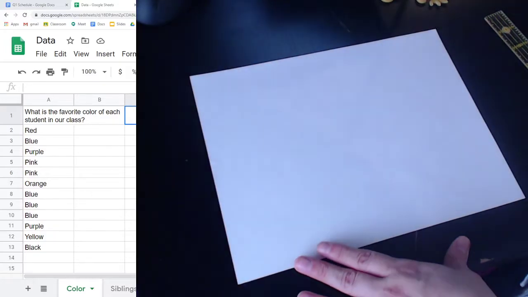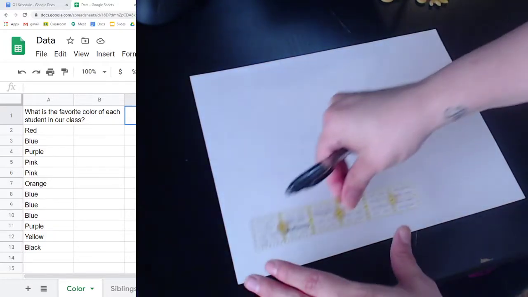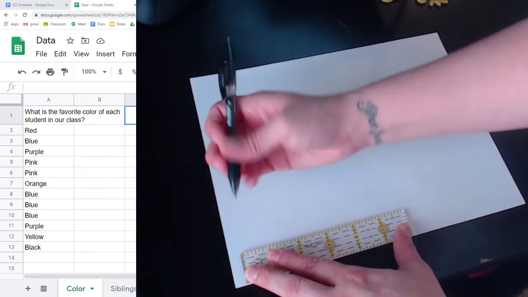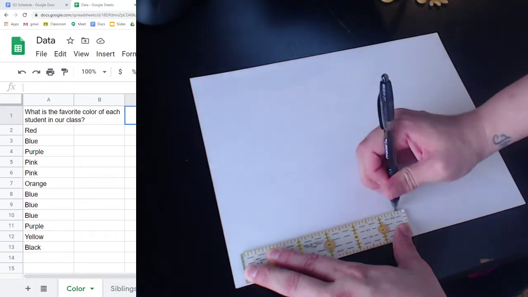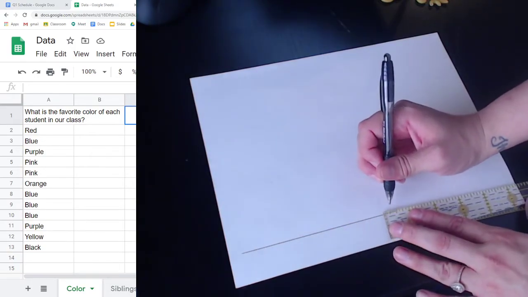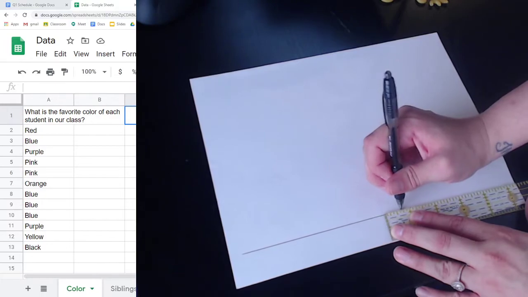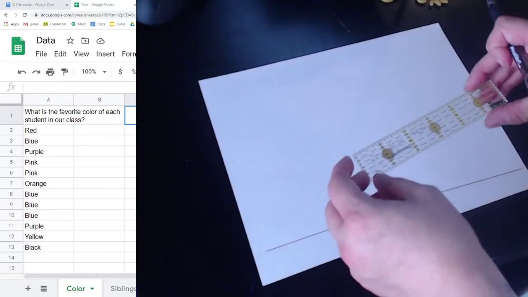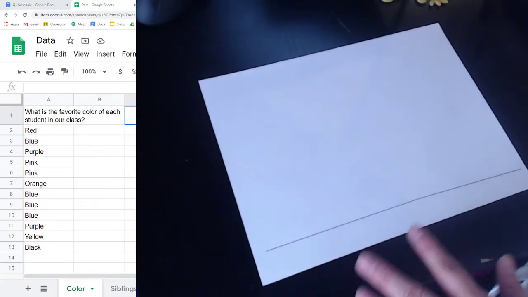This lesson is about dot plots. The first thing we need to create a dot plot is to draw a horizontal axis, just a straight line down our page. You can do this using a ruler like I am, or the edge of a binder, anything that's straight.